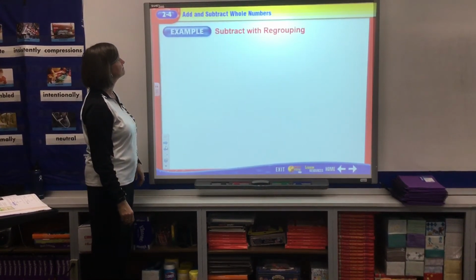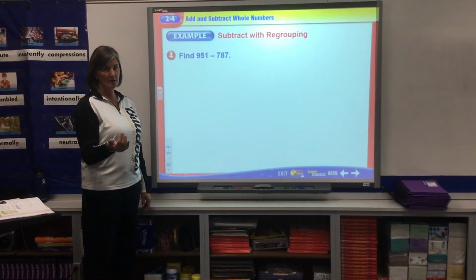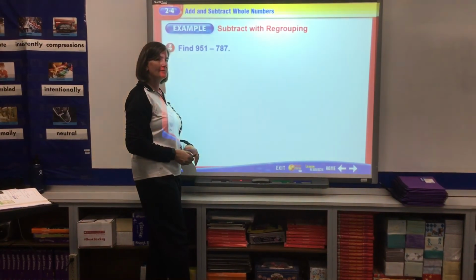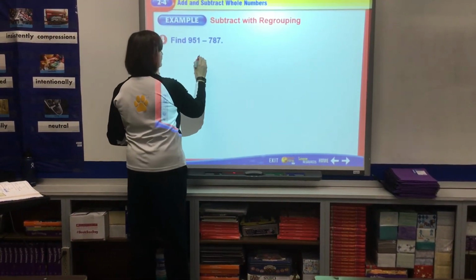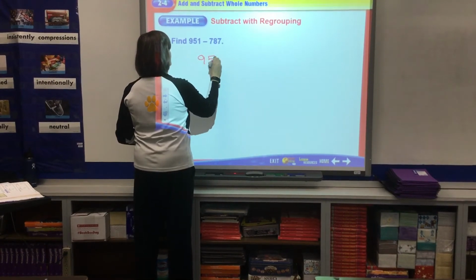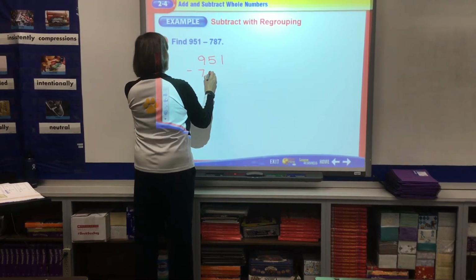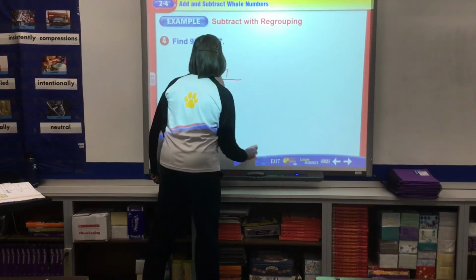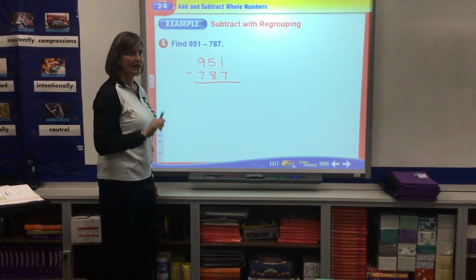Nice job. Now, we're going to talk about subtracting with regrouping. All right, sometimes when your top number is smaller than your bottom number, we have to do some borrowing and regroup a little bit. Again, we're not subtracting side to side like that, so we write down 951 and we are subtracting 787. Now I look at this problem though and I say to myself, I can't take 1 and subtract 7 from that. I can't do that.